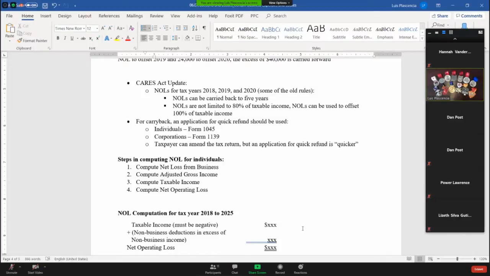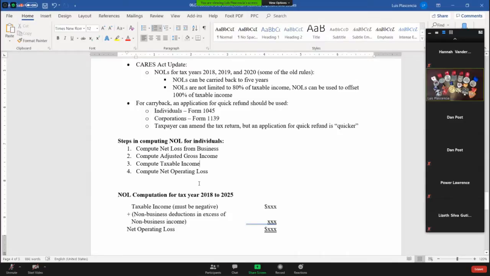Then we have to pretty much do the whole tax return. So net loss, then you add gross income, then you subtract deductions for AGI if there are any, and then you would also subtract your deductions from AGI. So these are the next steps. Again, you have to figure out adjusted gross income and then taxable income. So you're doing the tax return up to taxable income. If taxable income is still negative, then you can continue working on it to see if you have a net operating loss.